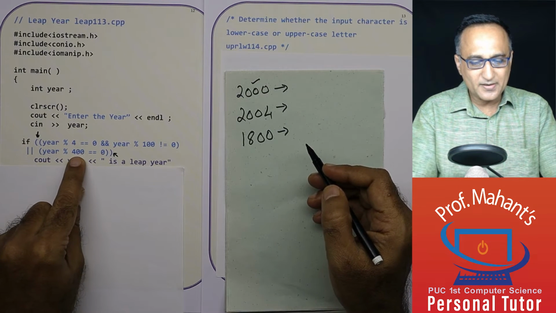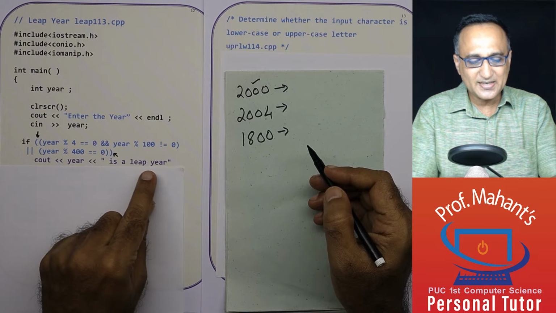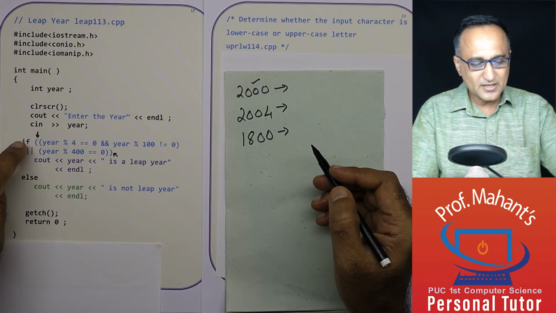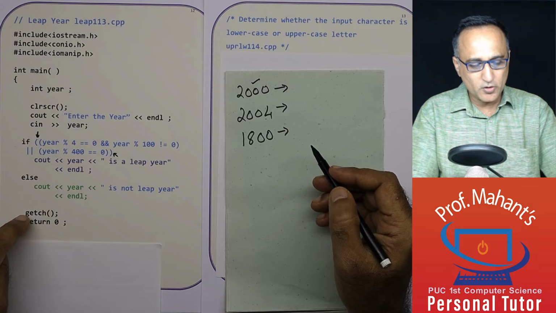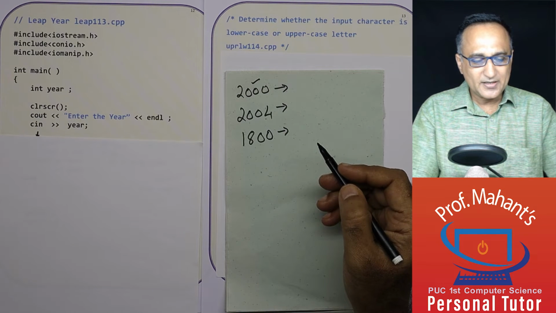2000 mod 400 is definitely equal to 0. So I'm going to say 2000 is a leap year. Alright, so I'm fine now, and I'm going to come out. The if is going to get executed, it will print the message, and then I'm going to stop.